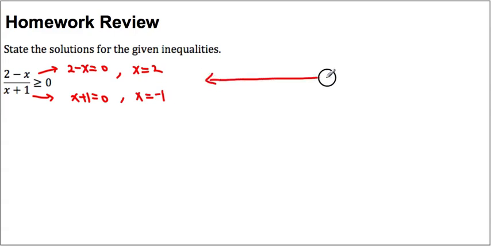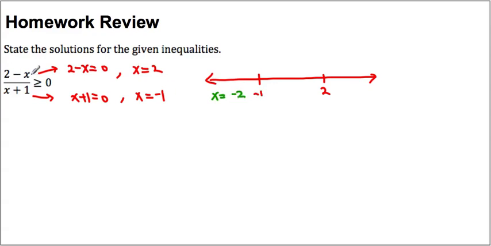So I have negative 1 and then 2. Those are the two values that separate the intervals. So let's try to select a value in each case, and then test it on the original inequality. So here, what if you let x equal negative 2, for example?